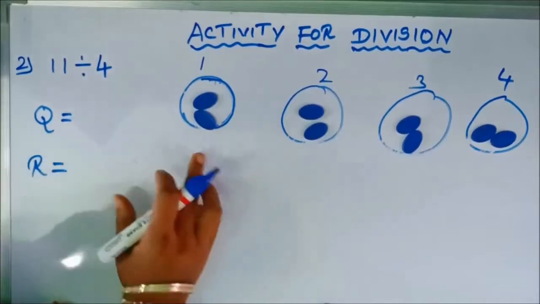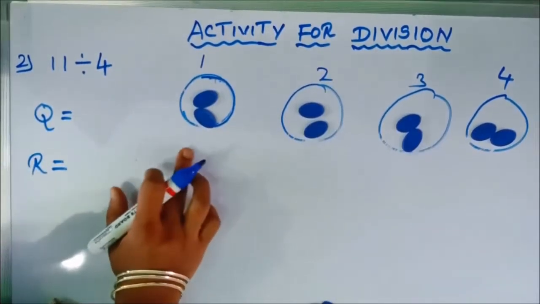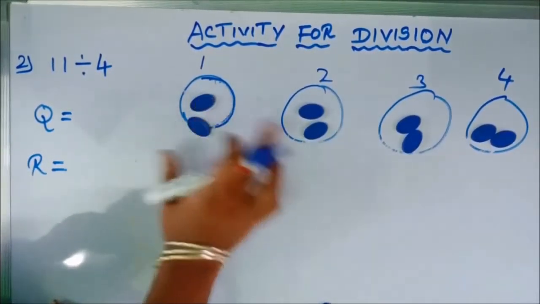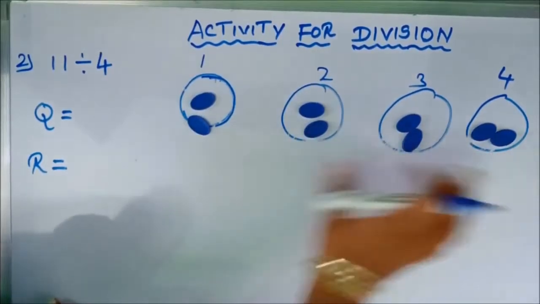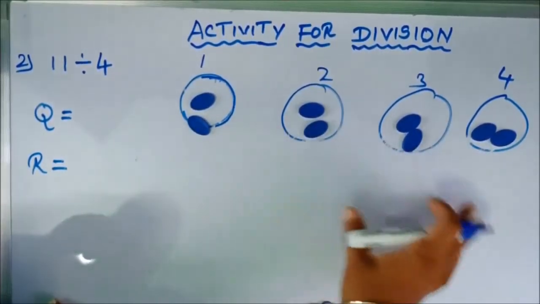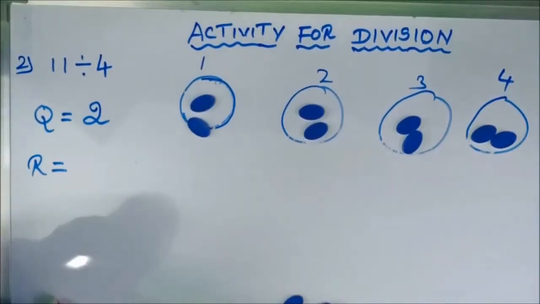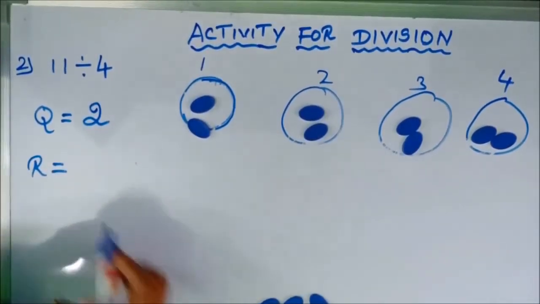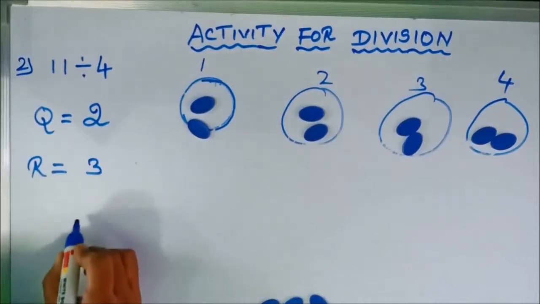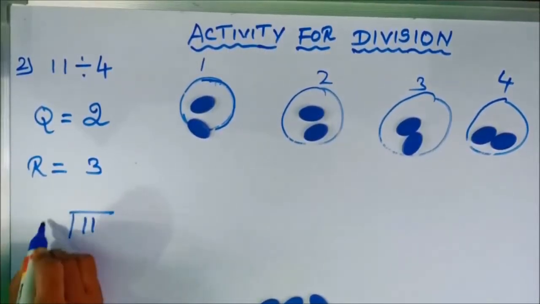What is the quotient? You have to count the number of pieces in each part. See here 1, 2, here also 1, 2, here also 1, 2. Each part has only 2 pieces. So our quotient is 2, and for the remainder you have to count the remaining pieces. How many pieces are remaining? 3. So our remainder is 3. Let us check whether our activity is right or not.